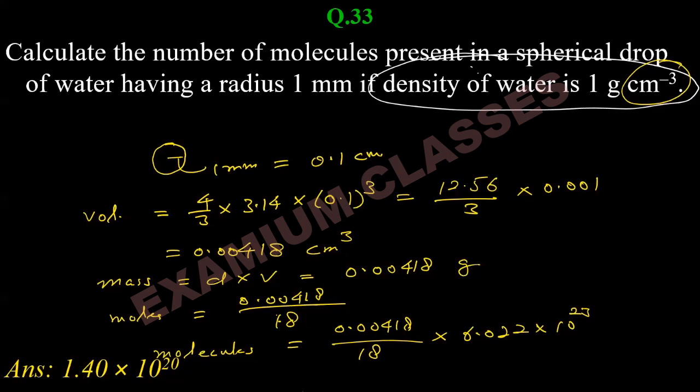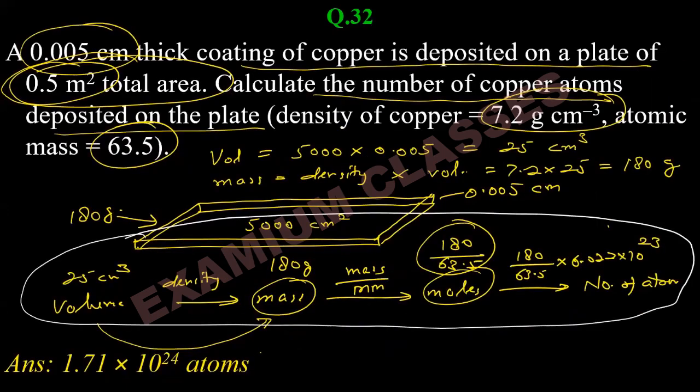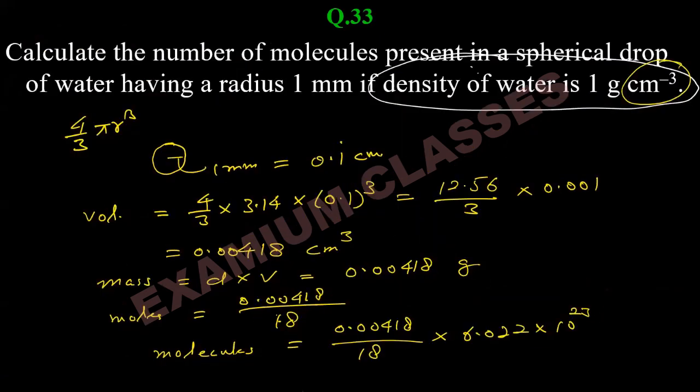Remember, after calculating the volume, it is the same thing. Here you just need to use 4 by 3 pi r cube, because it is a spherical drop. Otherwise, it is similar to the previous question where we converted volume to mass, mass to moles, and moles to number of atoms. Here also we did the same thing, volume to mass, mass to moles. Here, because we have molecules, moles to molecules. But the steps are very much similar after calculating the volume.